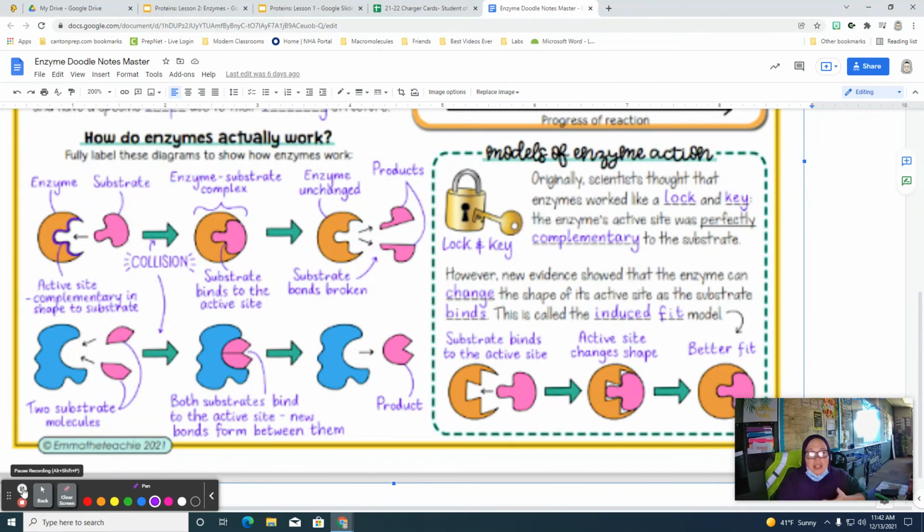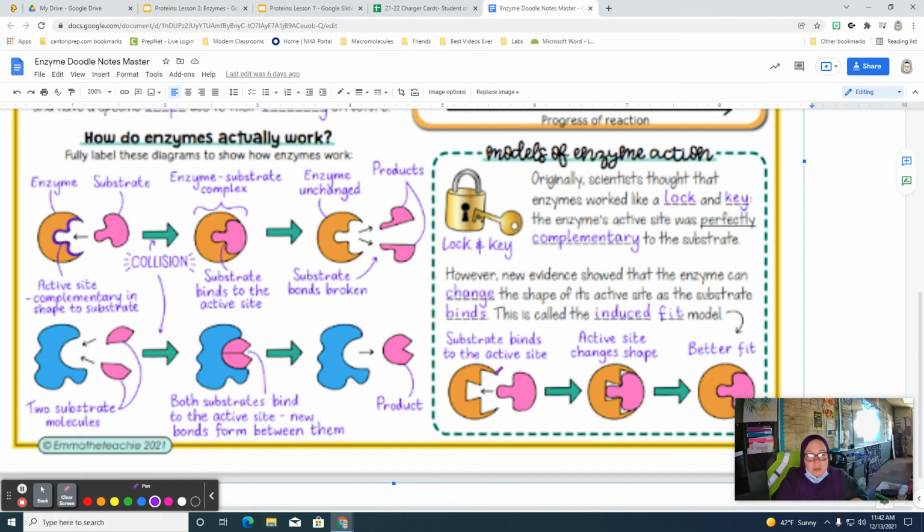Now, what do scientists compare this enzyme process to? They compare it traditionally to the way that a lock and a key work together. Originally, scientists thought that enzymes worked like a lock and key. The enzyme's active site was perfectly complementary, or perfectly matching, to the substrate. However, some new evidence shows that enzymes can change the shape of their active site as the substrate binds. This is called induced fit.